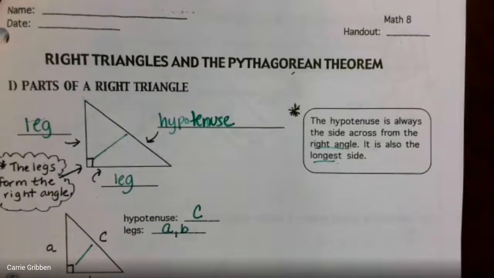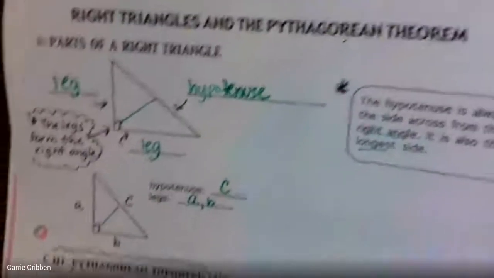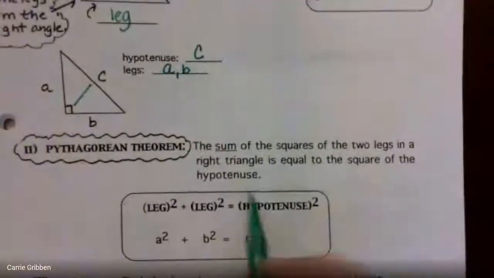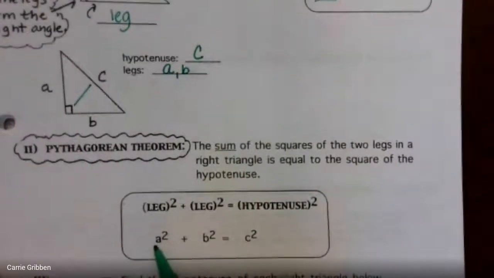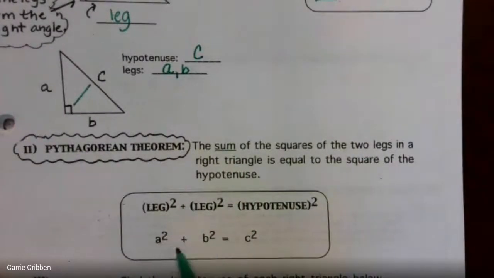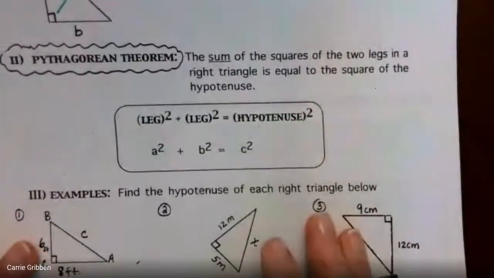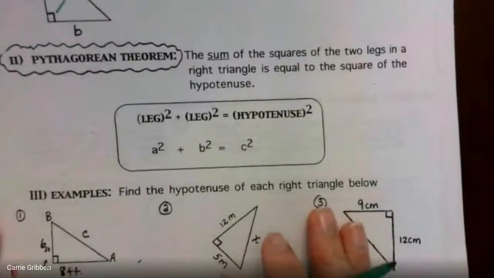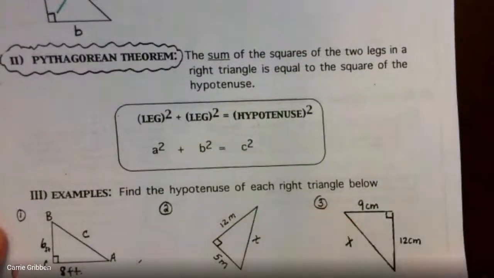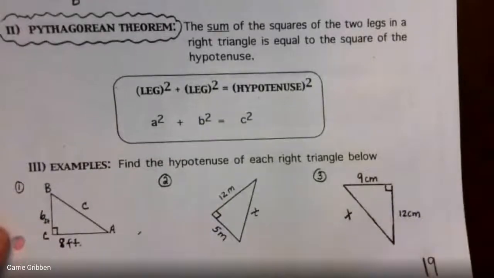Okay, so now what the Pythagorean theorem says is that if you square the two legs, how long they are, and add them together, it's the same as if you just squared the hypotenuse. So that's the Pythagorean theorem. Basically, we're going to use that theorem to find missing sides on the triangle. So what we will do is this.